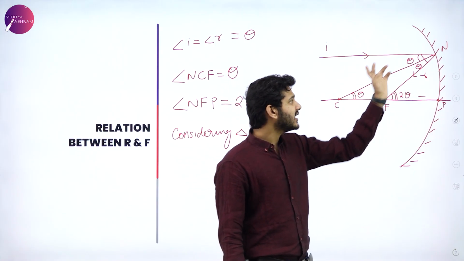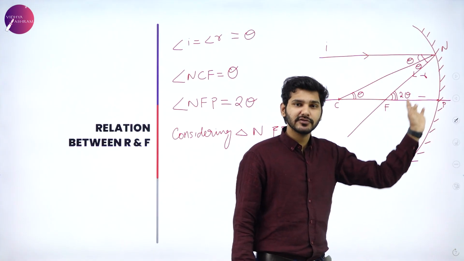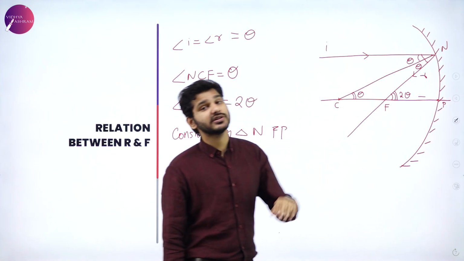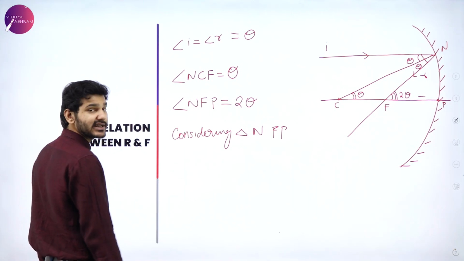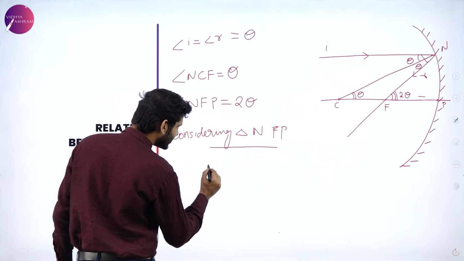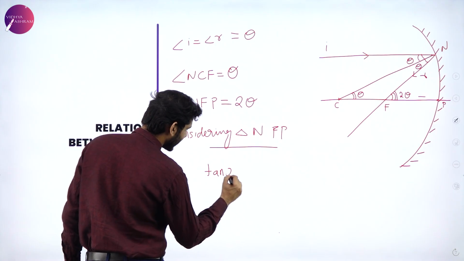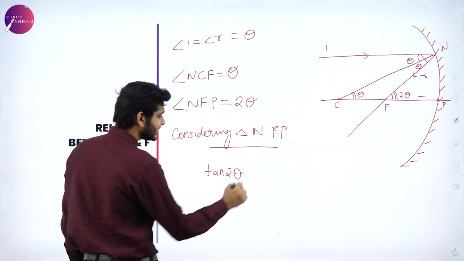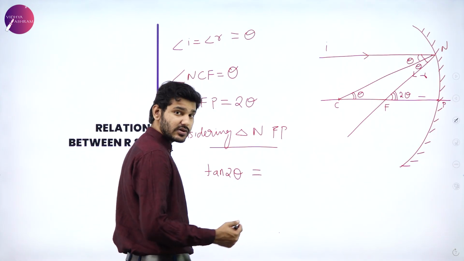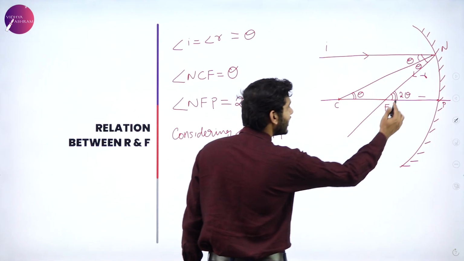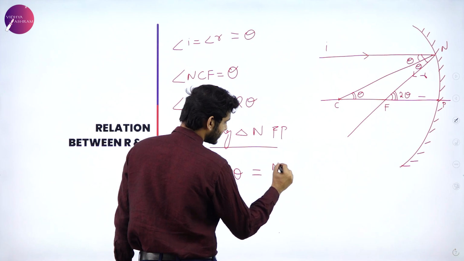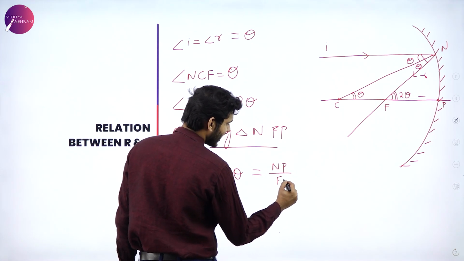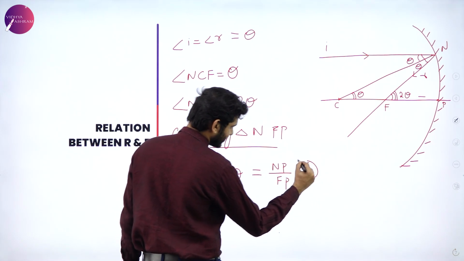So in order to find any length or any relation from this particular triangle, I am going to take the tan of that particular angle. For example, here the angle is 2 theta. So I am going to take tan of that particular angle. So tan 2 theta is equal to opposite side by adjacent side. So this will be equal to NP divided by FP. Let's name it as equation 1.